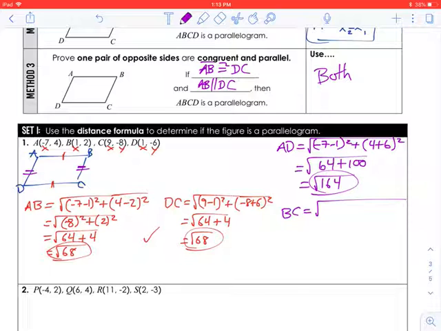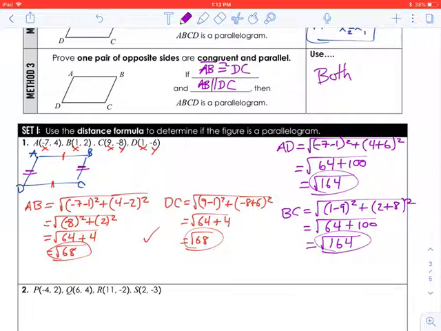BC is going to be 1 minus 9 squared, plus 2 minus negative 8, so 2 plus 8. And so in this case, I get negative 8 squared, which is 64. 2 plus 8 is 10 squared, which is 100. And we do indeed get 164. So this is a parallelogram. So yes, ABCD is a parallelogram.